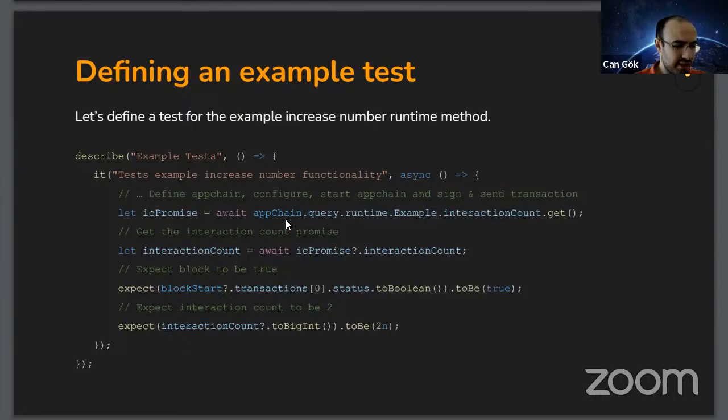You can see that we're sending it. We're getting the interaction count with a query, interaction count.get. This is very similar to what we wrote in the runtime method or runtime modules. Then we are getting the interaction count with a promise. And after that, we are expecting the interaction count, converted to BigInt, to be 2. So for example, at first, I think it was 1, or we gave 0. It depends on your runtime module. If you give 1, then it will be 2 because we actually interacted with the runtime method.